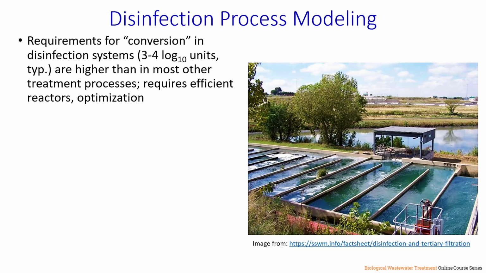Disinfection processes in wastewater treatment have severe constraints relative to most other applications. One way of characterizing the performance of these systems is by conversion, basically the fraction of the influent reactant that remains in the effluent. Disinfection systems have conversion requirements that are typically on the order of 3 to 4 log base 10 units, which again are higher than most other treatment processes. By definition, this requires relatively efficient reactors and provides a great opportunity for optimization of reactor performance.